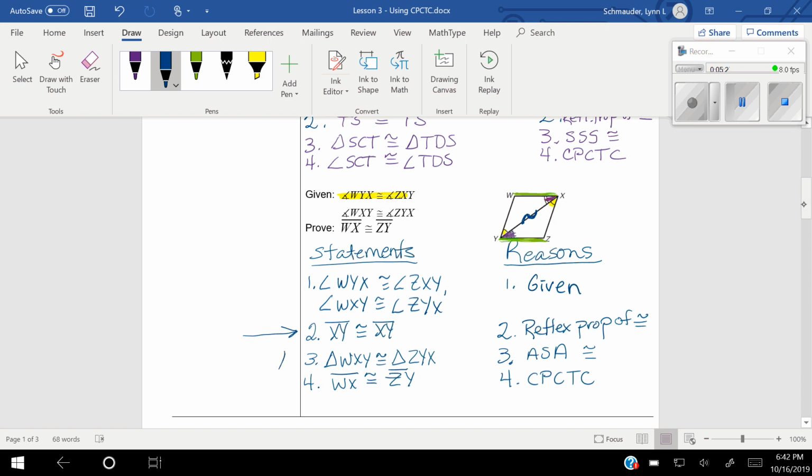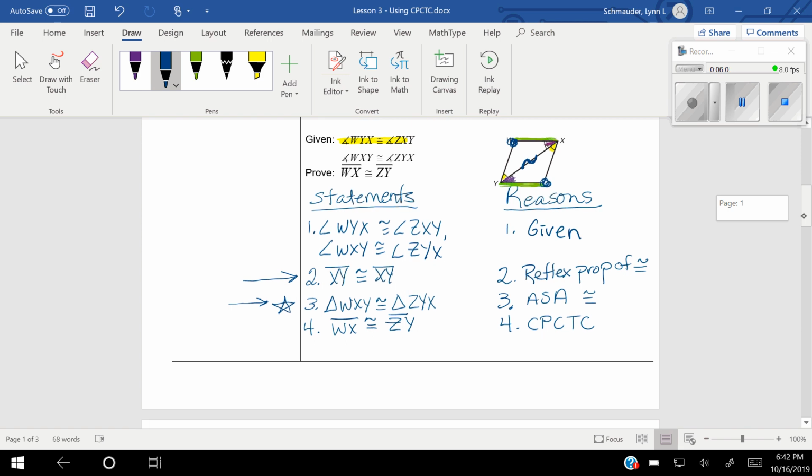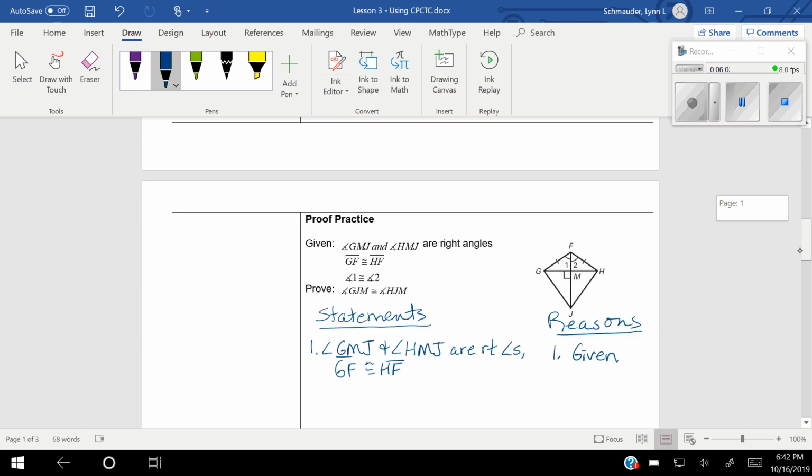And guys, please remember here, it is very important that you have all the corresponding vertices in the same order when you write this congruent statement for these triangles. So vertex W corresponds to vertex Z, and so forth. The order is very, very important when you're writing your congruent statement for the triangles. Okay, and then once we say the triangles are congruent, we know that side WX corresponds to ZY, and therefore they would be congruent by CPCTC.